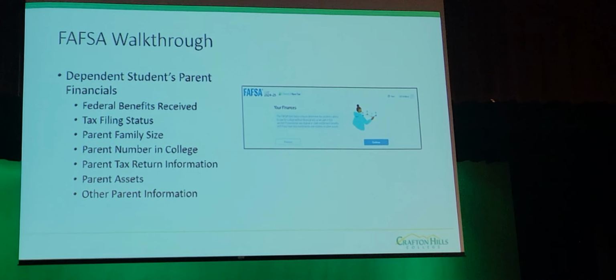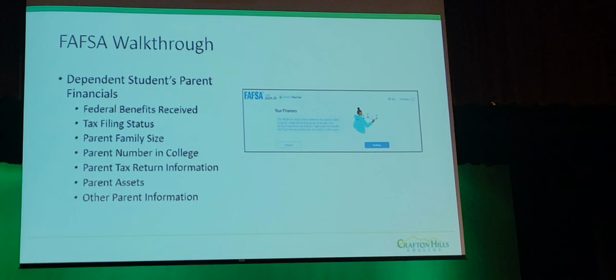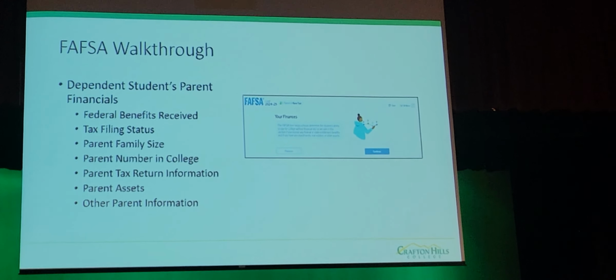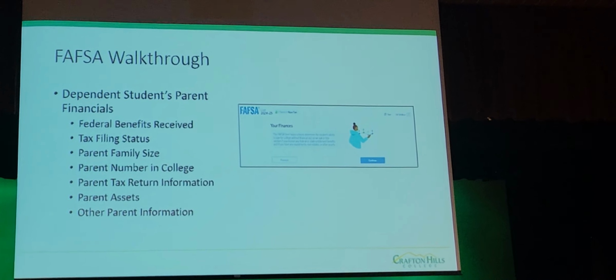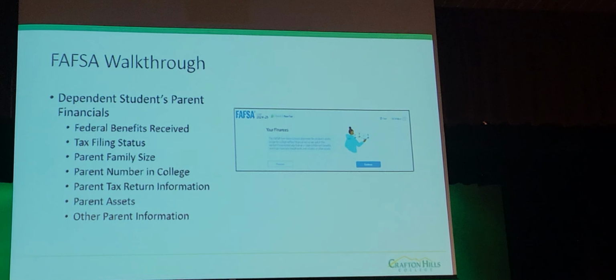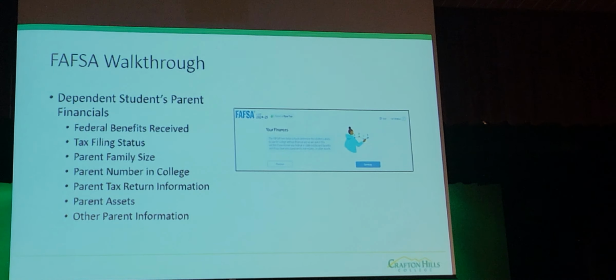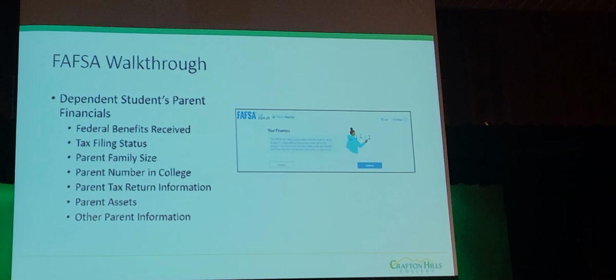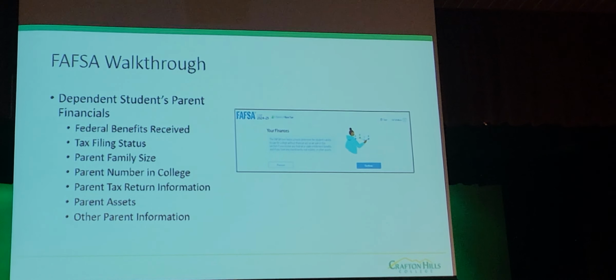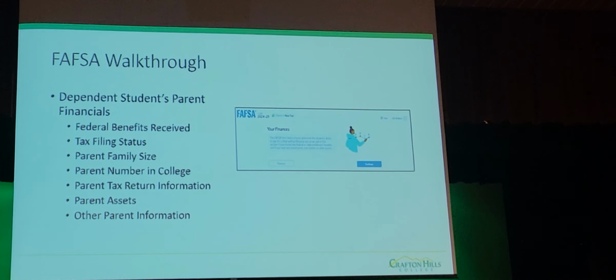And then it asks for assets and stuff like that. Most of this information will transfer over from the IRS when you provide consent, and it might not even ask you for all of these. I just like to list it out so you can have an idea of what you potentially will get asked while doing this application. Next slide.